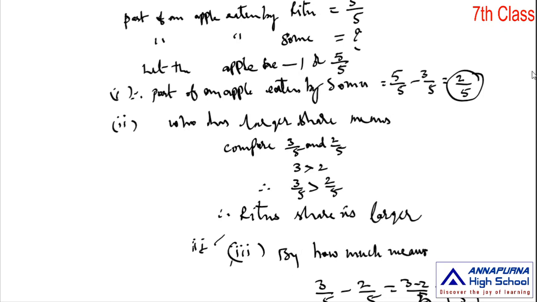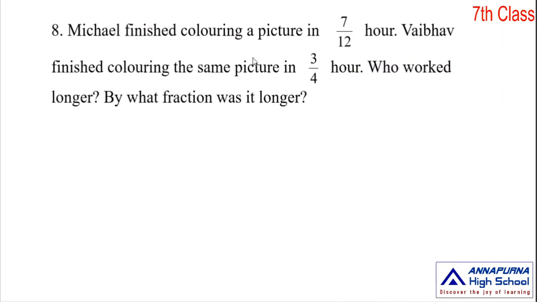So next, Michael finished coloring a picture in 7 by 12 hour. Vaibhav finished coloring the same picture in 3 by 4 hour. Who worked longer? By what fraction was it longer? So this is the same as the previous one. Michael finished coloring the picture in 7 by 12 hours, whereas Vaibhav took 3 by 4 hours. Who worked longer means compare these two fractions. These two are unlike fractions. Now convert into like fractions. We know how to convert into like fractions.